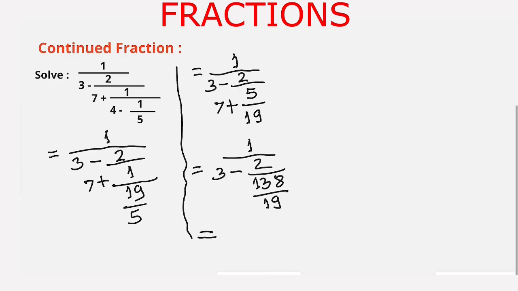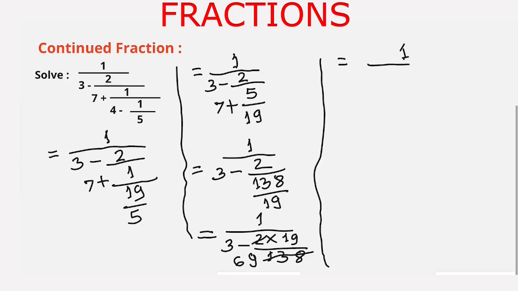This is equal to 1 upon 3 minus, the denominator of denominator becomes numerator. So it will be 2 multiplied by 19 upon 138. 2 cancels 138. So 2 times 1 is 2 and 138. 2 times 6 is 12. 13 minus 12 is 1. We carry 8. So it becomes 18. And 2 times 9 is 18. Now this is equal to 1 upon 3 minus 19 upon 69.